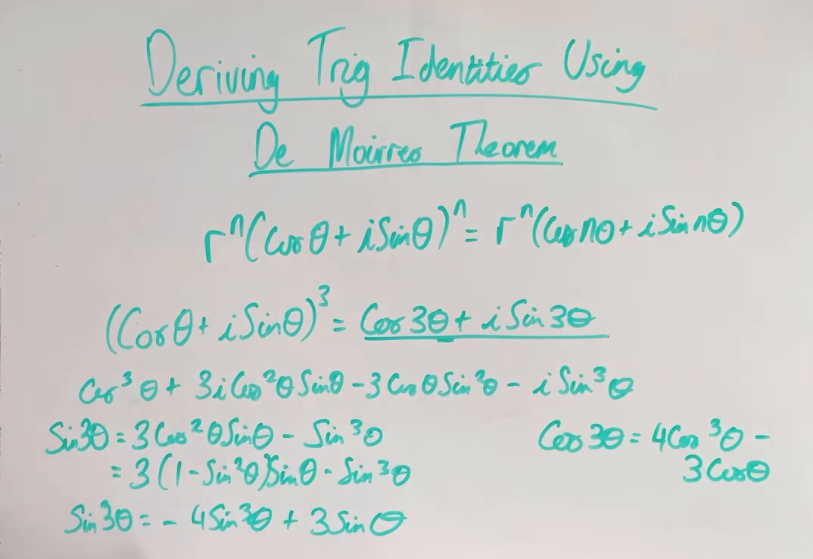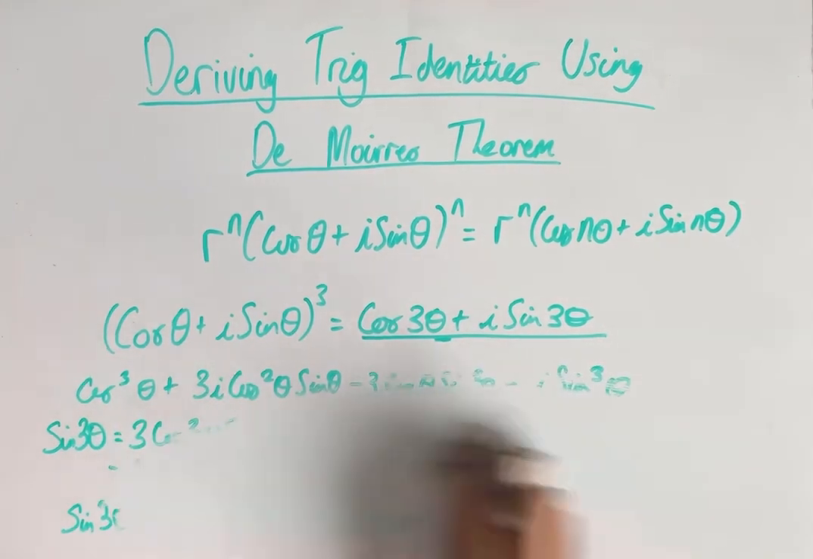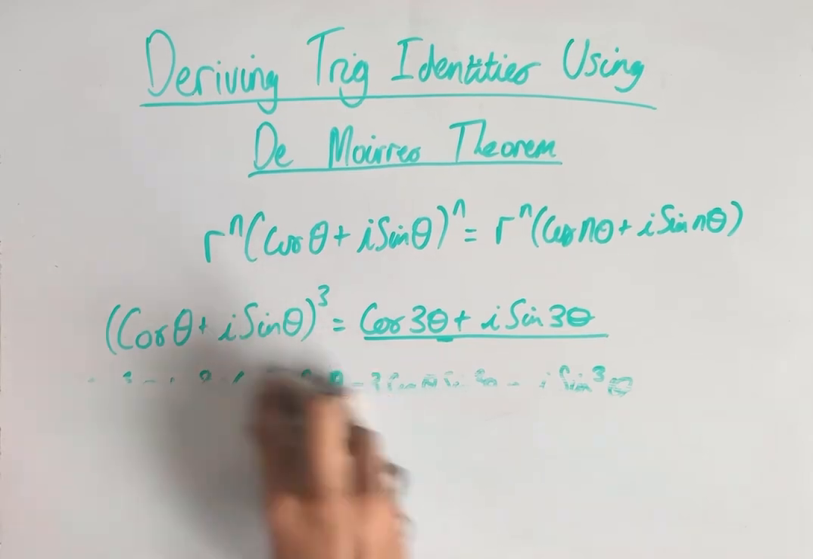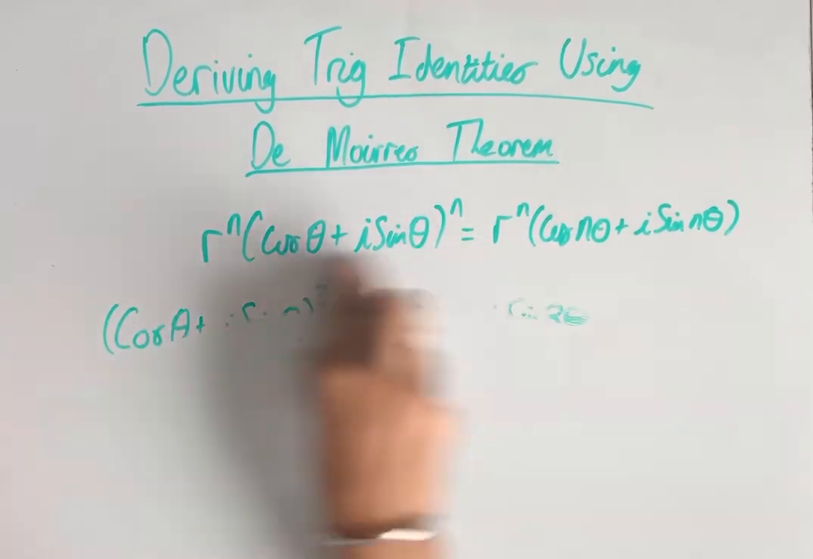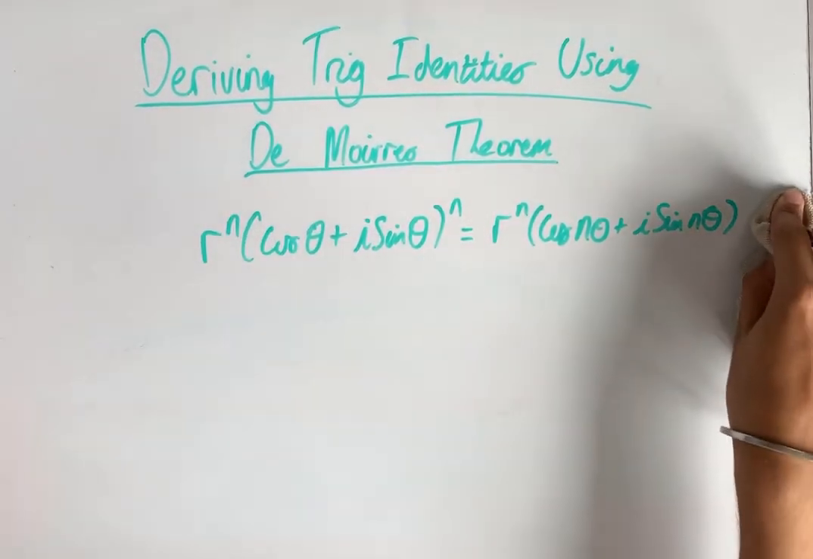So that's the first way of deriving identities using de Moivre's theorem. Whatever you want it in, if you want it for 4 theta, 5 theta, 6 theta, you just make that the power and then you binomially expand. The second one uses some standard results of complex numbers in the polar form. So I'll just get rid of this.